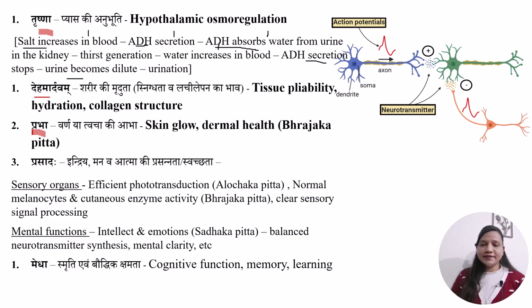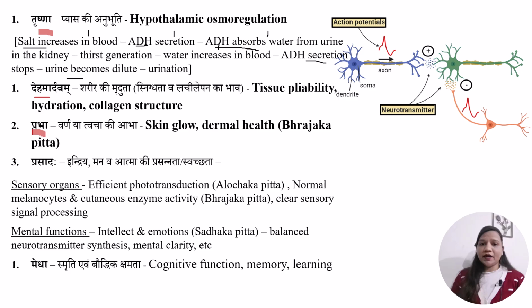So how exactly does Pitta work? We can compare it with the modern correlation of the cutaneous enzymes present in the skin, or the local metabolism processes, or we can say microcirculation, through which the dermal health is maintained. And also melanocyte activities include skin color, UV protection, and antioxidant defense. All these activities of melanocytes are metabolic, enzymatic, and also heat related processes.